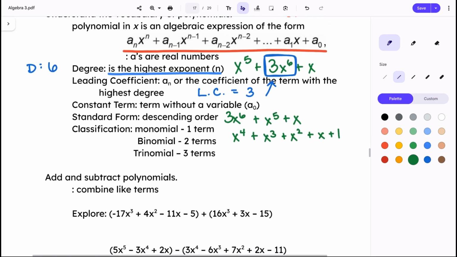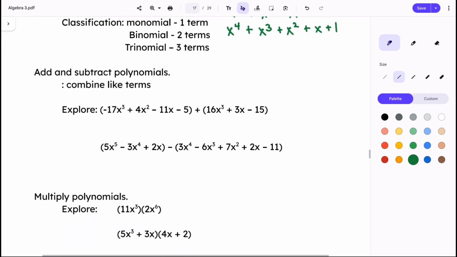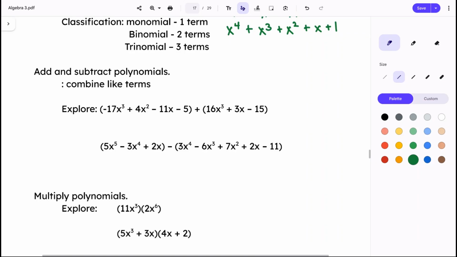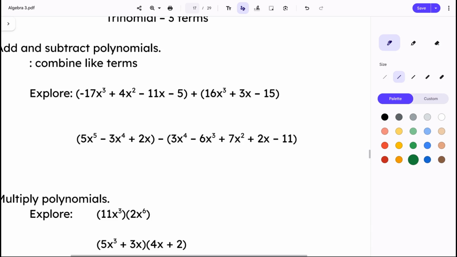Okay, so now let's start getting into operating with polynomials. We're first just going to start with adding and subtracting. We've got a couple of examples here. The first one is just an addition problem. What I like to do is underline my like terms so I know what I can put together. You can do this however you want. You may not need to underline your like terms. Some kids like to highlight the like terms. You can do whatever makes the most sense for you.